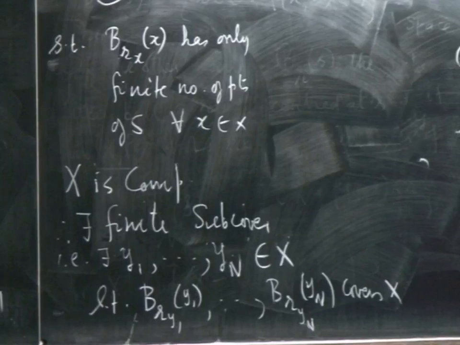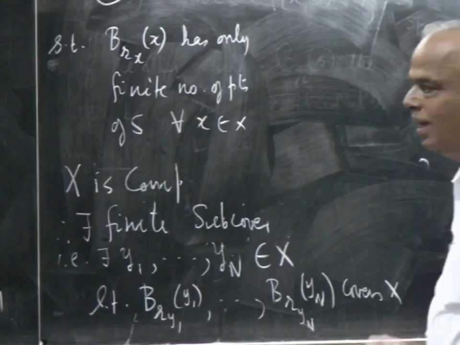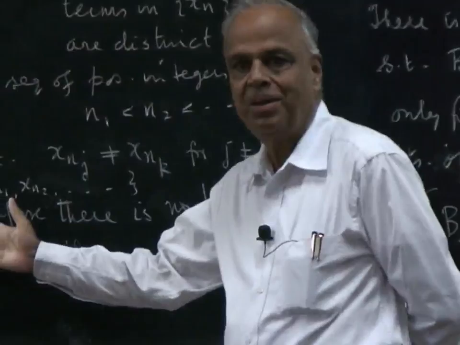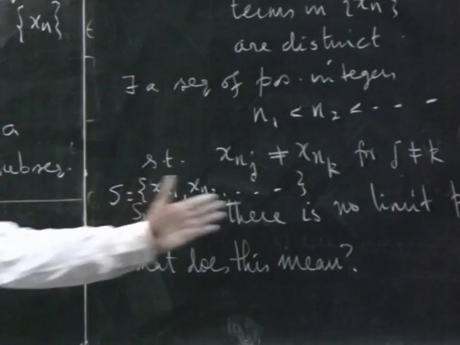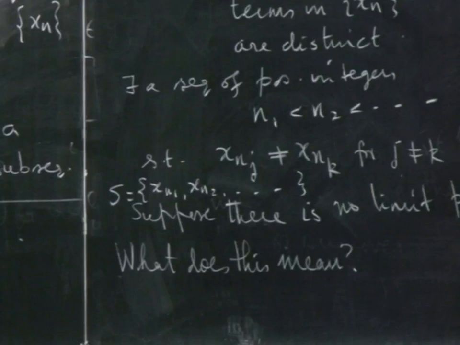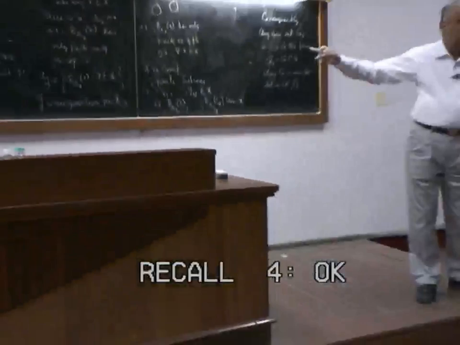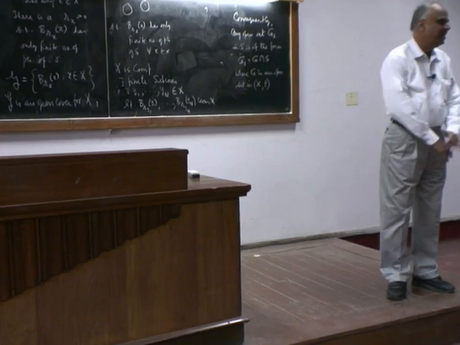Now it is covering the whole of X, and therefore it must cover this S. All the universe is within these n balls. Therefore, these S elements must be in these n balls. S has an infinite number of elements, but there are only a finite number of balls. Therefore, one of the balls must have an infinite number. But the way we constructed them, every ball will have only a finite number. So, you get a contradiction.